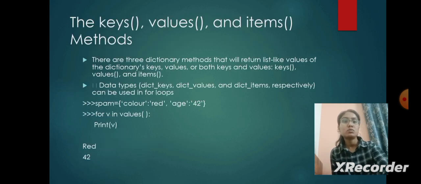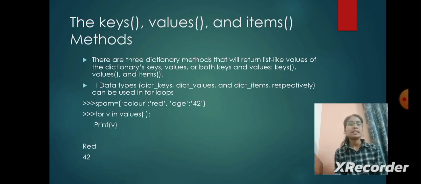And next we can move to the keys, values and its methods. There are 3 dictionary methods that will return list like values of the dictionaries: keys, values, or both keys and values, that is keys, values and items. Data types, that is dictionary keys, dictionary values and dictionary items respectively, can be used in for loops. Here we can see the example, that is spam equal to color is red and age is 42. And for v in values, we print the v and we get the color as red and age as 42.